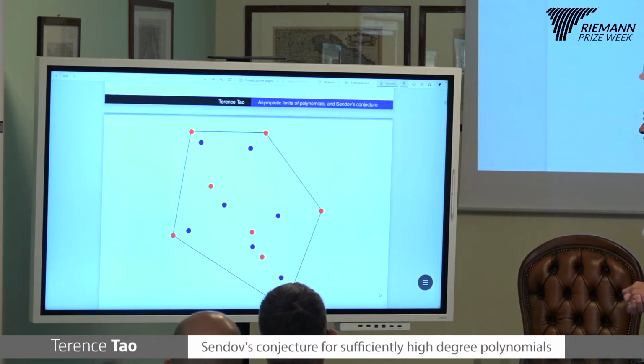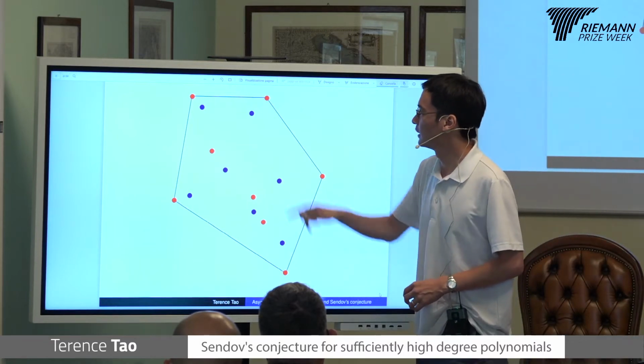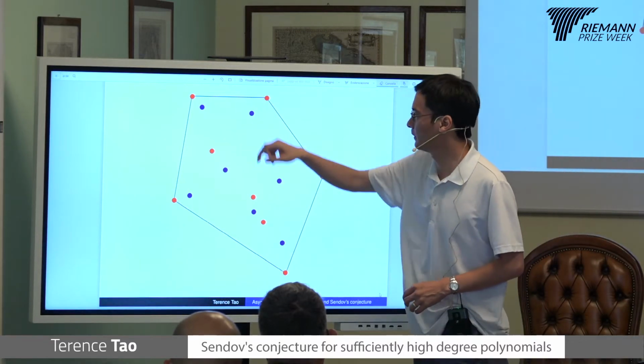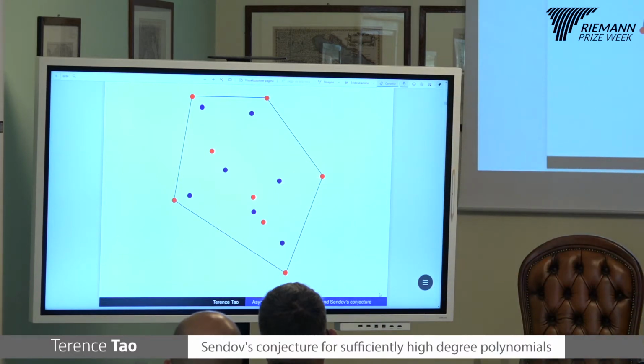Okay, so here is just a little depiction. If the zeros are these red points, then the convex hull is this polygon here, and the critical points lie inside this polygon. Okay, so that is the Gauss-Lucas theorem. What else do we know about the zeros and critical points? You can go to the next slide, please.